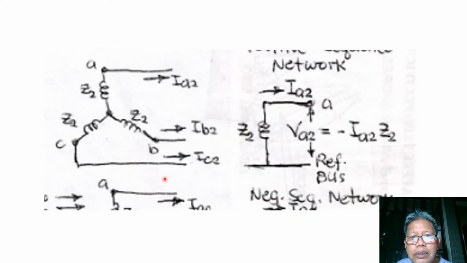Now for its negative sequence network, again for its three-phase representation, we have phase A, phase B, and phase C. But on per-phase analysis, with respect to this neutral or reference bus, we have only the impedance Z sub 2, and then we have current IA2 towards its terminal A. Now take note that in the negative sequence network of our generator, there is no generated voltage.